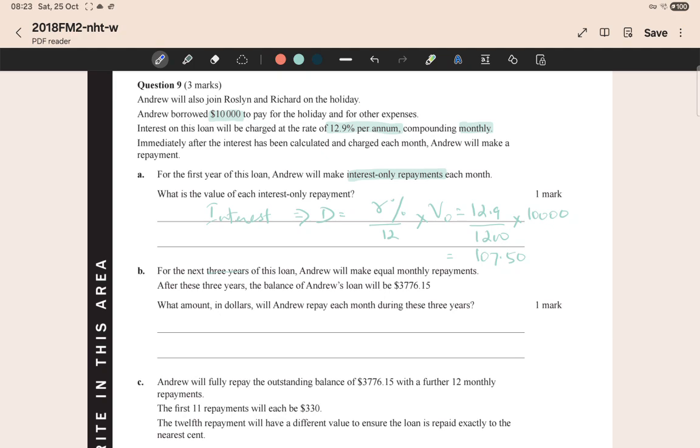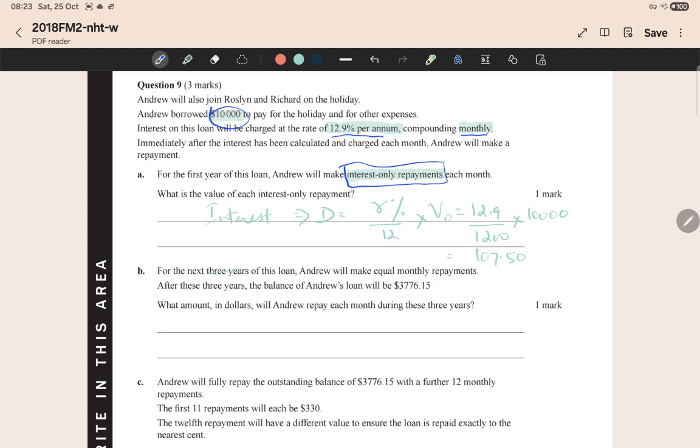Andrew will also join Rosalind and Richard on the holiday, and Andrew borrows $10,000 to pay for the holiday and for other expenses. So it's better to highlight these things. Interest on this loan will be charged at 12.9%, important, compounding monthly. Immediately after the interest has been calculated and charged each month, Andrew will make a repayment. For the first year of the loan, Andrew will make an interest-only repayment each month.